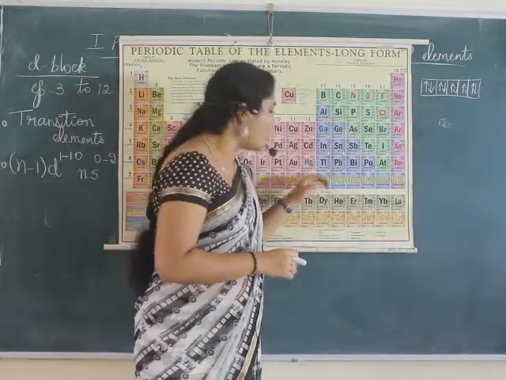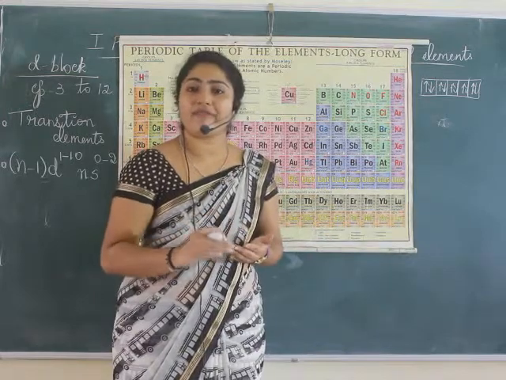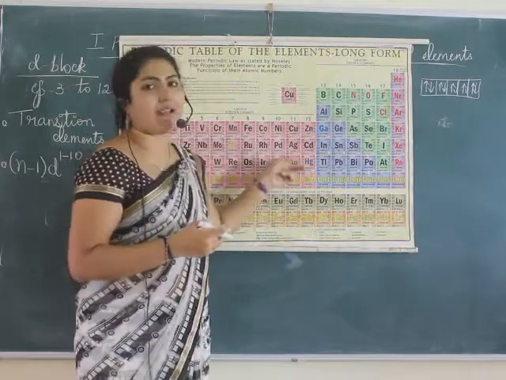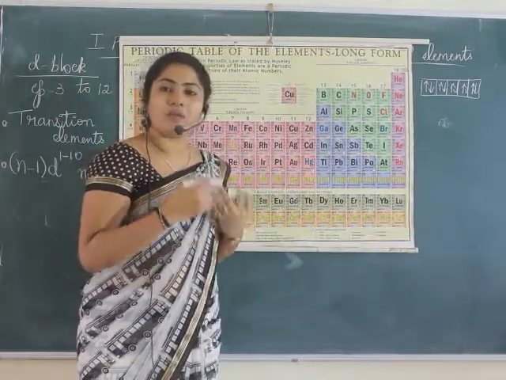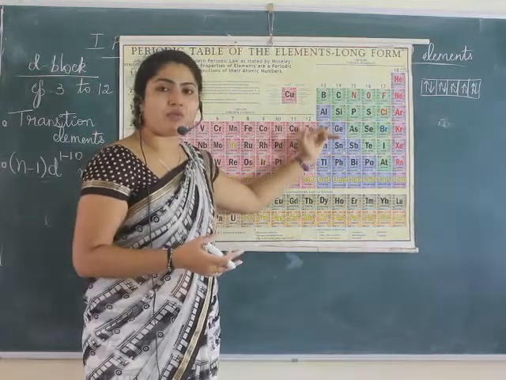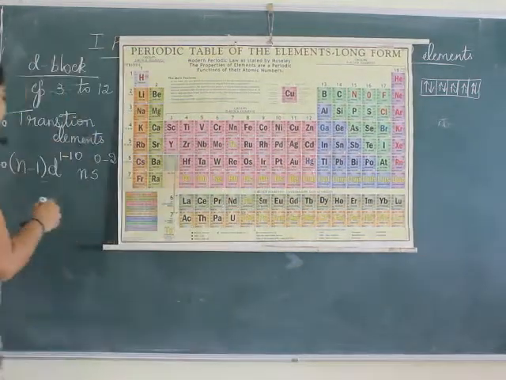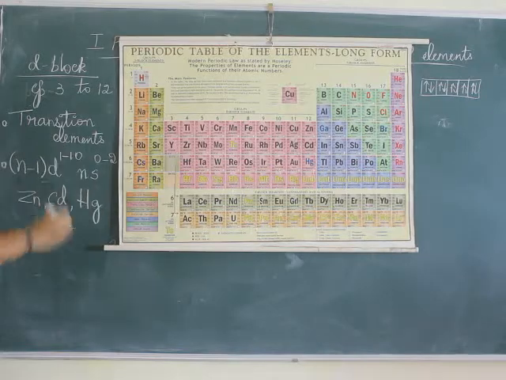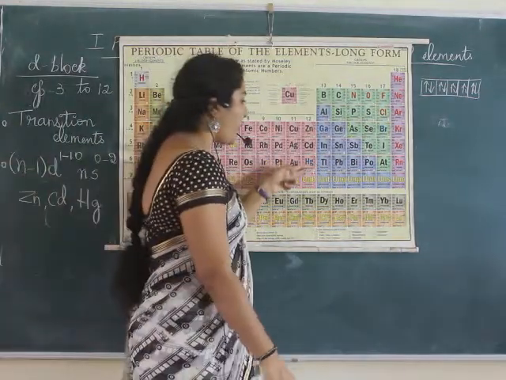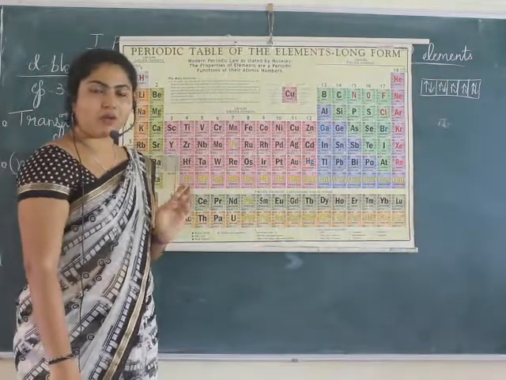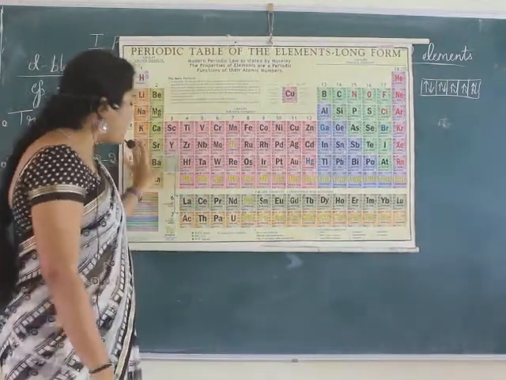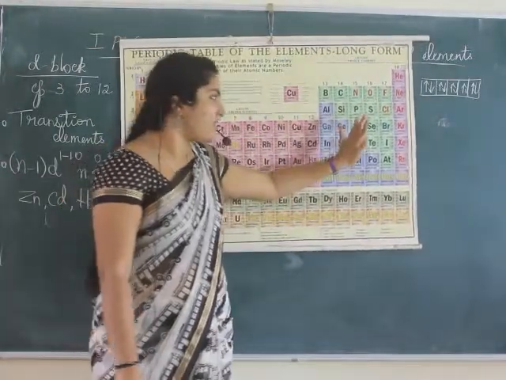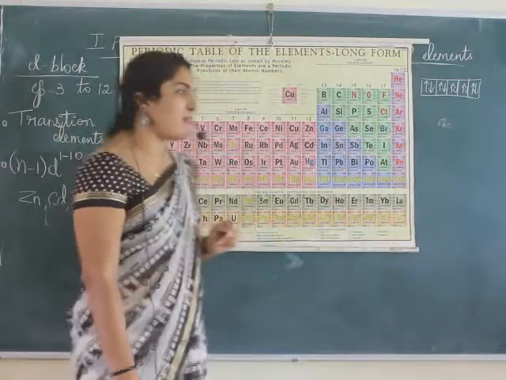Mercury is 5d10 6s2. Since they have completely filled electronic configuration, they do not show most of the properties of other transition elements. You can't say that all the properties shown by other elements can be shown by zinc, cadmium and mercury. Remember that exception: zinc, cadmium and mercury. Mercury is Hg. These are all metals. D block, S block, F block are all metals, whereas in P block we have most of the non-metals. We will speak about it.